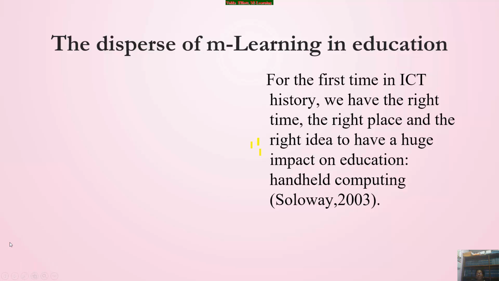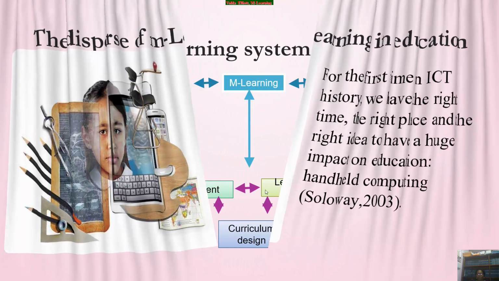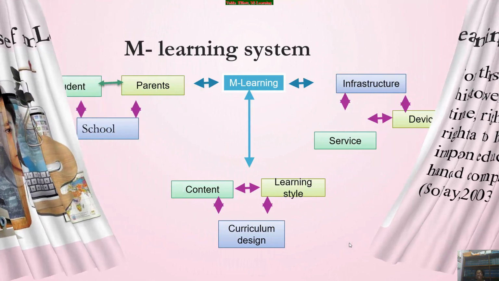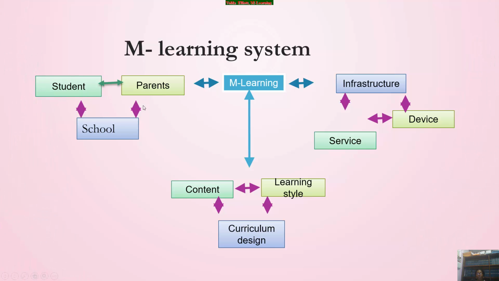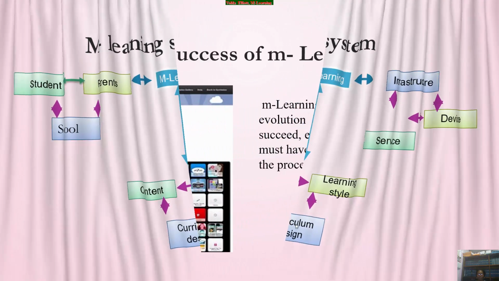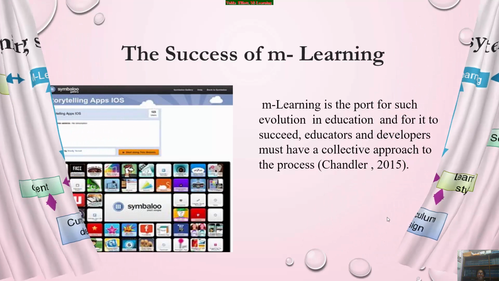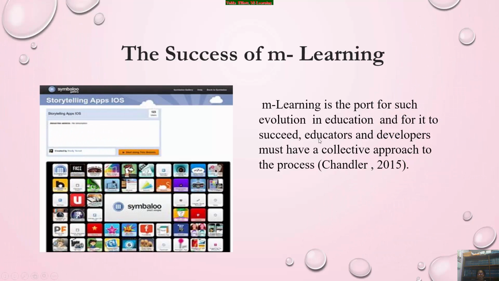Soloway says that for the first time in the education system, they think ICT gets it right when it comes to the impact of handheld computing devices on education. And this is framed in a system where students, parents, schools, content, curriculum design, learning styles, services, devices, and infrastructure all intertwine to make mobile learning a reality. The success of mobile learning depends heavily on educators and developers as they work collectively, Chalder 2050.